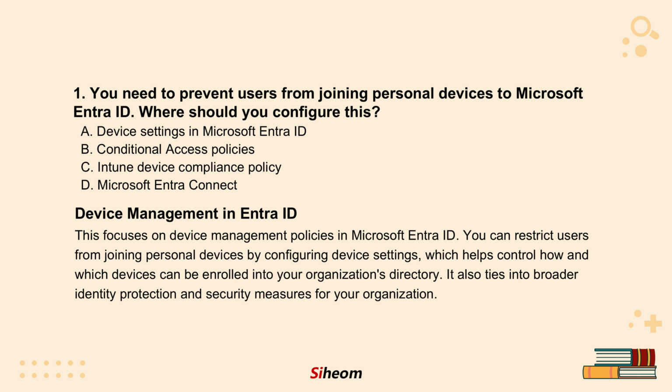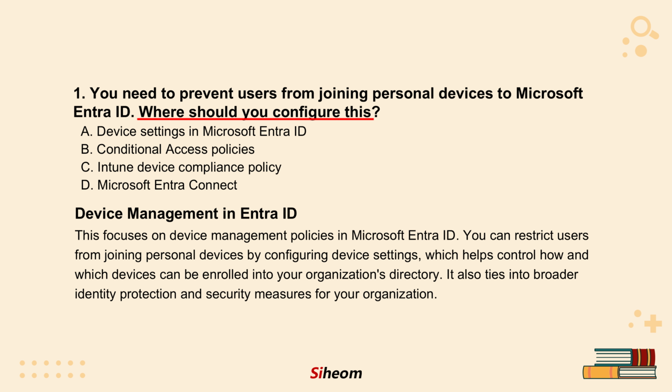All right, so our first question throws us straight into the complexities of managing devices. The scenario is this. You need to prevent users from joining their personal devices to Microsoft Entra ID. Okay, common one. BYOD control. Right. The question asks where you should configure this setting. Your options are A, device settings in Microsoft Entra ID, B, conditional access policies, C, Intune device compliance policy, and D, Microsoft Entra Connect. What's the key here?